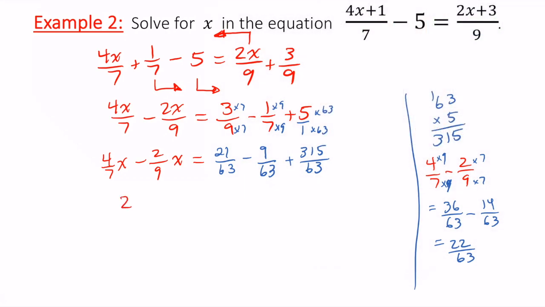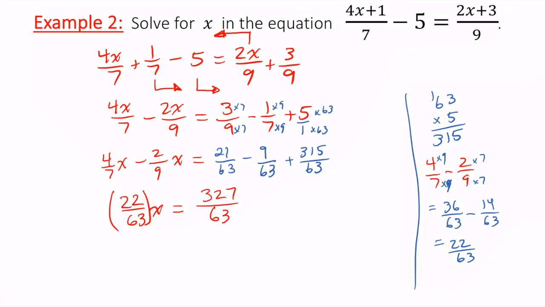Okay, so we have 22 over 63x equals 21 minus 9. So I'm just solving the right-hand side of the equation now. 21 minus 9 is 12, plus 315 will be 327 over 63. Perfect.